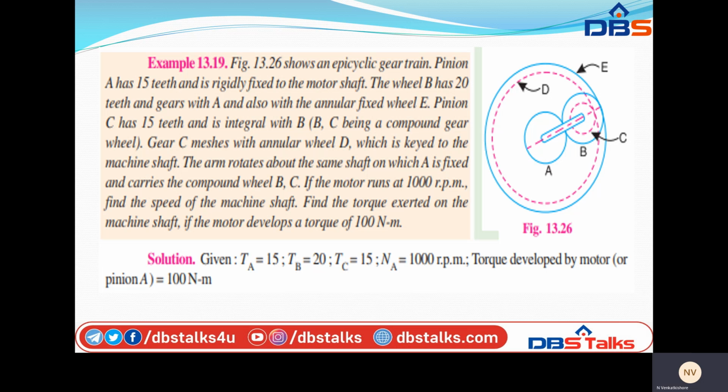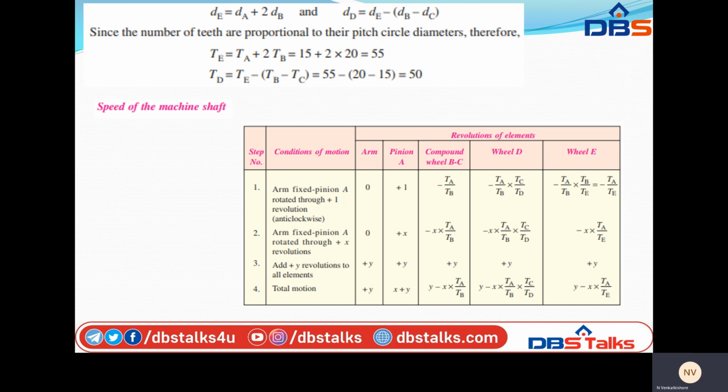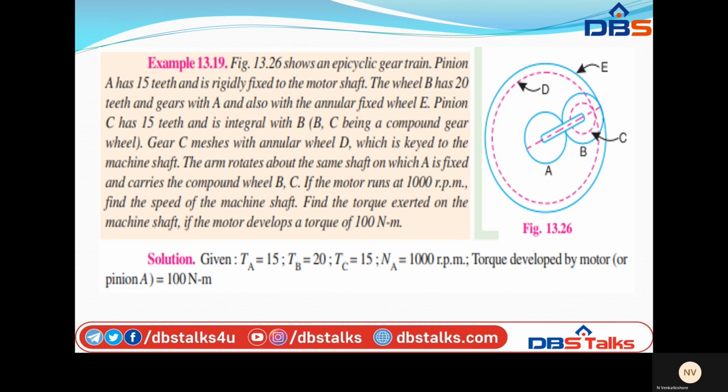So with that we may frame a relation. DA, DB, DC, DD, DE are the pitch circle diameters of the wheels A, B, C, D, E from the given geometry. That means from the figure, if you see, the entire diameter DE is equal to dA plus 2 dB.